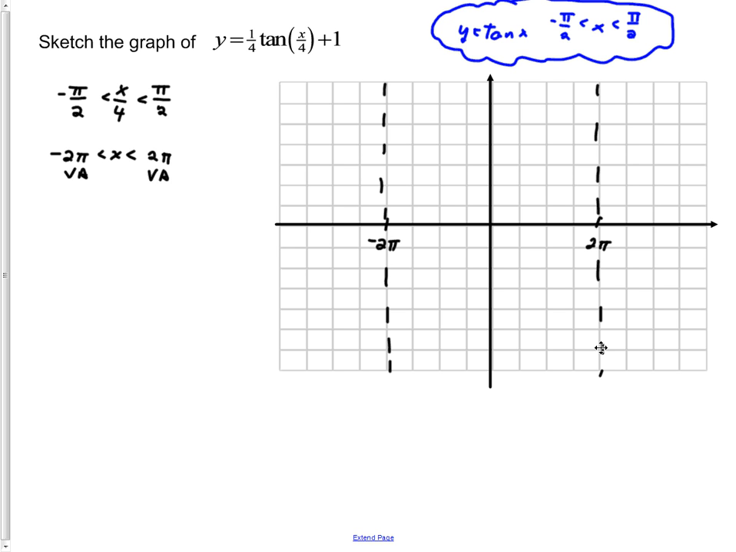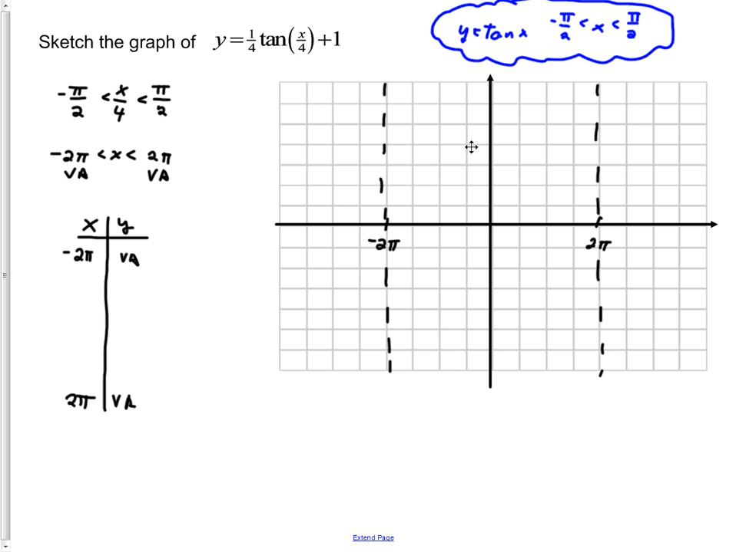All right, so now we want to look and see what's going to happen within. Generally speaking, the way we do it is that if we're setting up key points within one cycle of the tangent function, we start with a vertical asymptote. We end with a vertical asymptote. And then we're going to see what would happen in between.